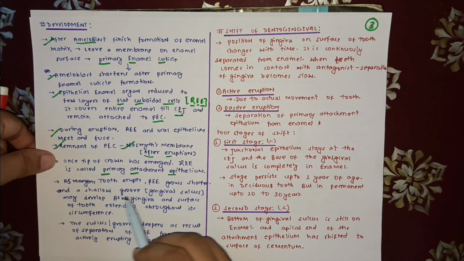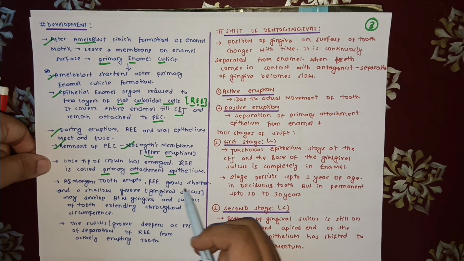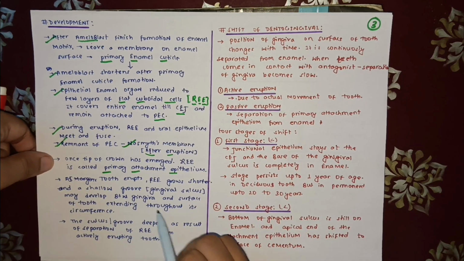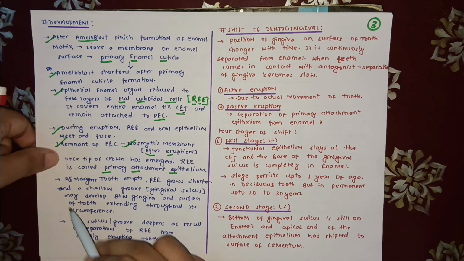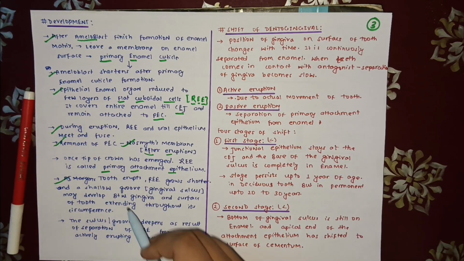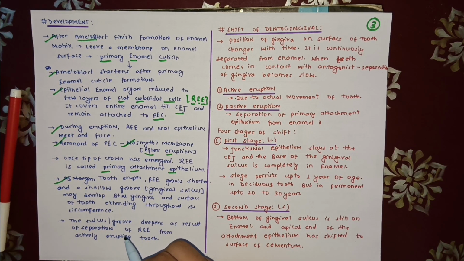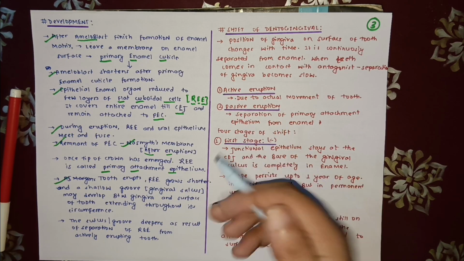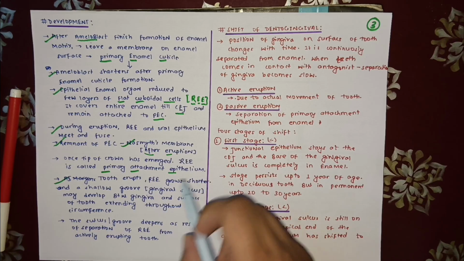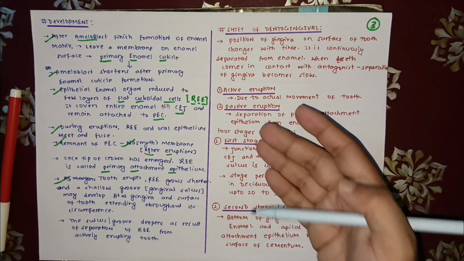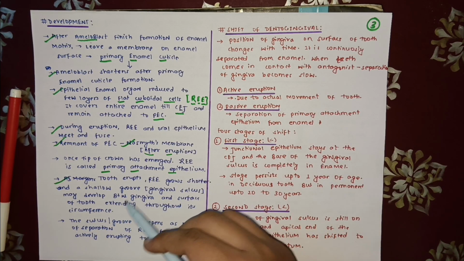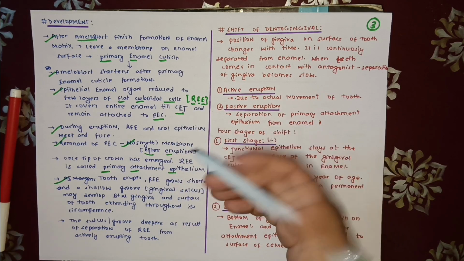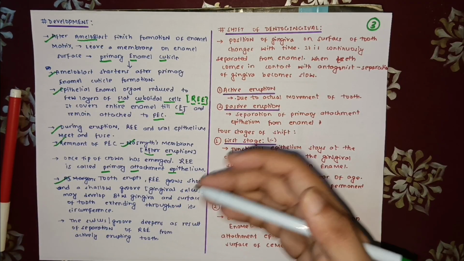As the tooth erupts, the reduced enamel epithelium grows shorter, and a shallow groove or gingival sulcus may develop between the gingiva and the surface of the tooth, extending throughout the circumference. So this is telling about the development of the gingival sulcus. These are the text and they are quite difficult to visualize.